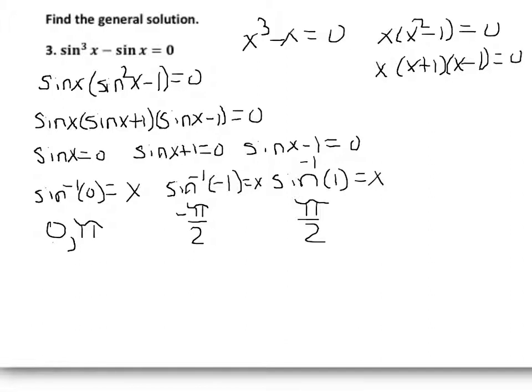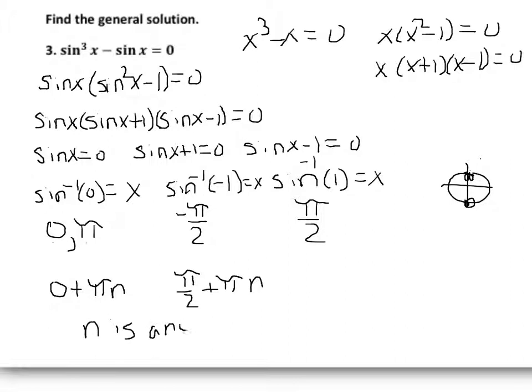How far apart are 0 and pi? So watch. Instead of doing 0 plus 2 pi n, you do 0 plus pi n. And if we think about the unit circle, negative pi over 2, positive pi over 2, aren't they pi distance away, half the circle? So then you also have pi over 2 plus pi n, where n is any integer. Okay? So there's another example of a general solution. Let's look at another one here.